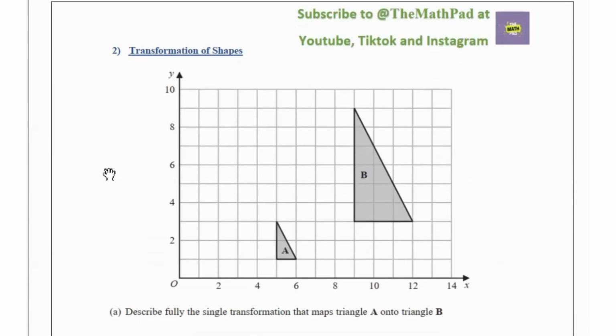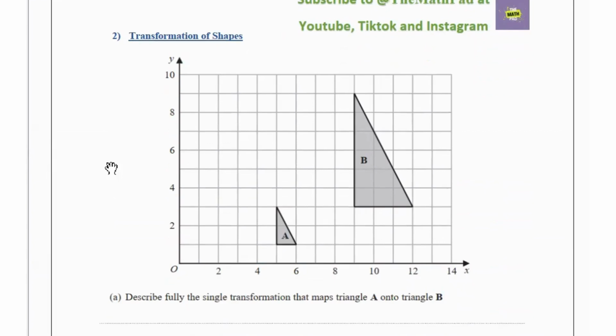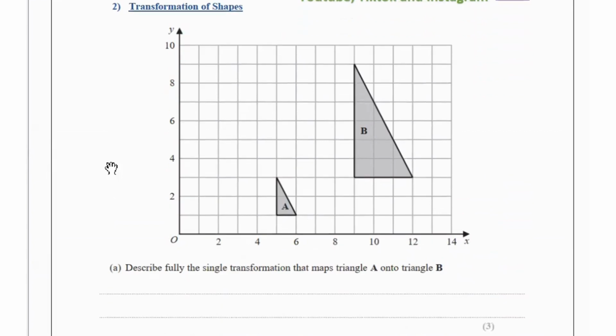Transformation of shapes. This question did not come in paper 1, so there's a very high chance it will come in paper 2. It says describe fully the single transformation that maps triangle A onto triangle B. For this transformation, we can see that the size of shape A has enlarged to shape B. Whenever the size of the shape changes, it means it's an enlargement.